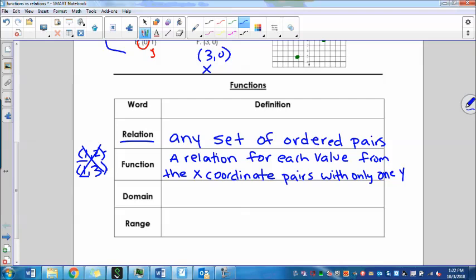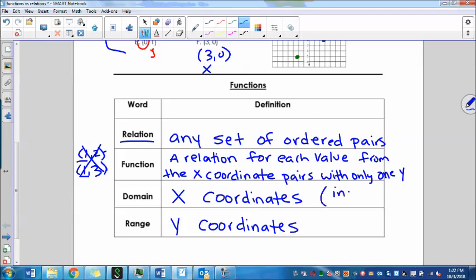So our last two vocabulary words here: a domain is the x coordinate, and our range are the y coordinates. Other words for domain: input or independent. Other words for y or range: output or dependent. Those are all vocabulary words that we're going to need to know.